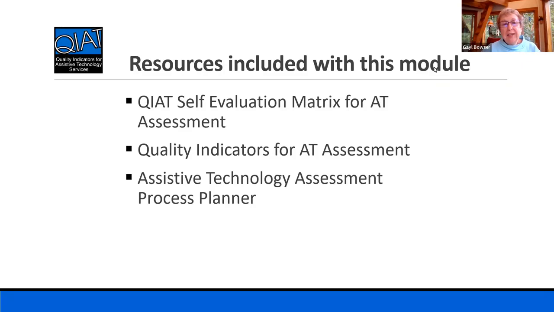You can begin that by using the Quality Indicators Self-Assessment Matrix, and let's look at the resources. Included in this packet is the QIAT Self-Evaluation Matrix for AT Assessment. Complete that. It really gives you a sense of where you are and what you might want to focus on in improving your ability to provide AT assessments. Look at the quality indicators themselves for AT assessment and think about what they mean to you and how you can implement them in your district. And certainly look at the Assistive Technology Assessment Process Planner to see if that can be helpful to you in getting started. If you've already provided some assistive technology assessments, but you want to improve your process, these tools can be equally helpful for that purpose.